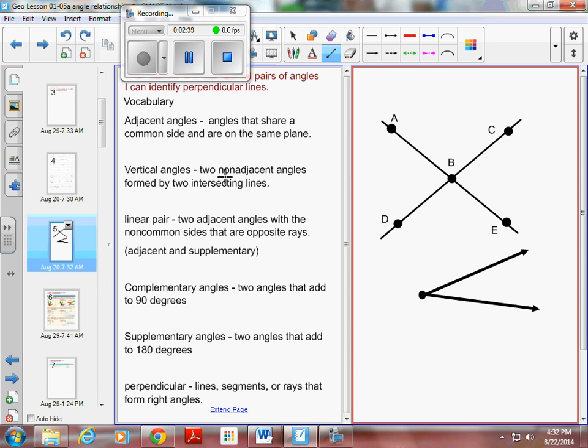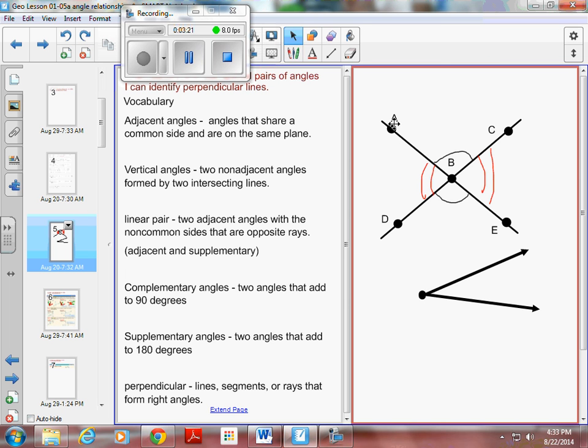Okay, vertical angles. Vertical angles are not adjacent. They are not next to each other. Adjacent means next to each other, right? So vertical angles are not next to each other, and they are formed by two intersecting lines. So here we have two lines, lines AE and CD, and they intersect here at point B. And you have two pairs of vertical angles. You have a vertical angle up here, and a vertical angle down here. Those are considered vertical. And you also have a vertical angle here and a vertical angle over there. Vertical angles are always two angles.